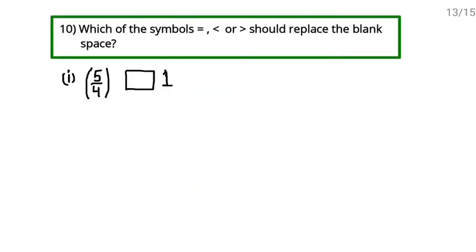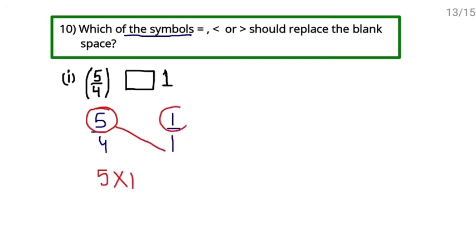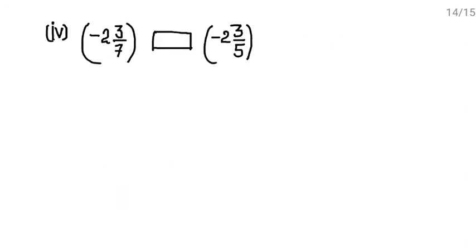Next question, question number 10. Which of the symbols, equal, less than or greater, should replace the blank space? Again we are comparing two rational numbers. This is 5 upon 4 and this is 1. 1 can be written as 1 upon 1. So firstly write this numerator 5 multiplied by this 1. Now write this numerator 1 and multiply it by this 4. This is 5 ones are 5 and this is 4 ones are 4. Which one is greater? This one. So we will put this sign here. 5 upon 4 is greater than 1.